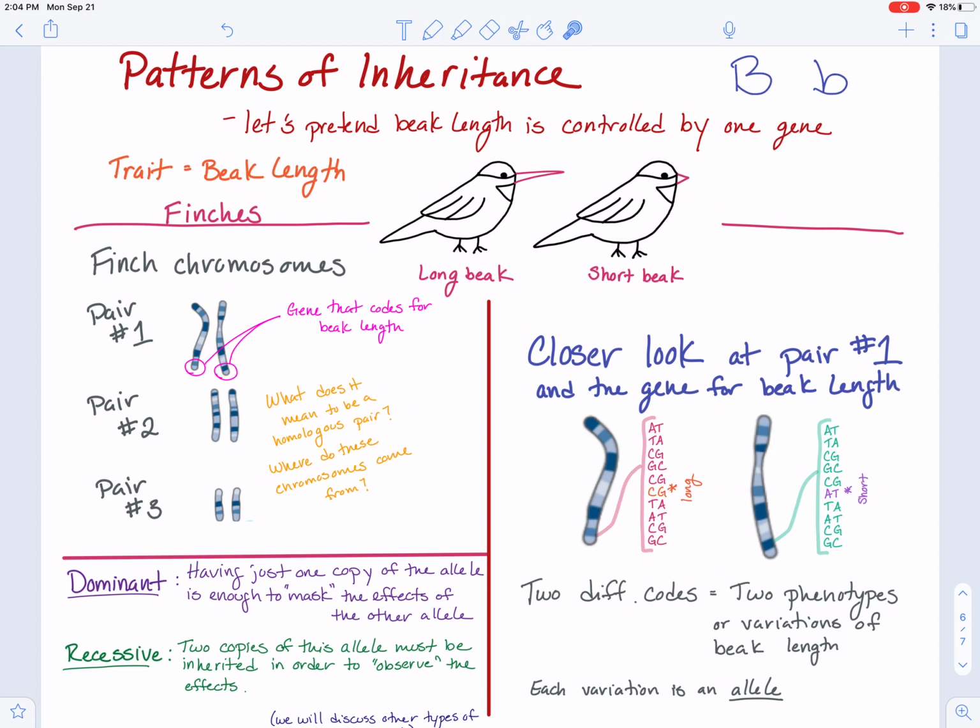And it just so happens that this one place caused a variation that changed the length of the beak. And so we've got 2 different codes that are coding for 2 variations of beak length. And so that observable trait, being able to see that beak length, is known as the phenotype. So phenotype is the observable trait. So in this case, I have 2 different codes, which give me 2 different variations of beak length. Those are alleles. They both code for beak length, but this allele codes for a long beak, and this allele codes for a short beak.